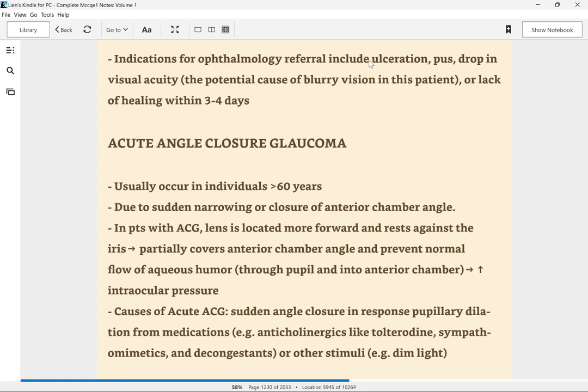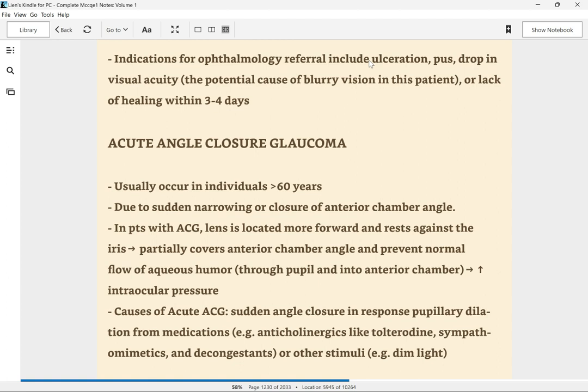Acute angle closure glaucoma usually occurs in individuals over 60 years, due to sudden narrowing or closure of the anterior chamber angle. In patients with AC, the lens is located more forward and rests against the iris. Rightward arrow: this partially covers the anterior chamber angle and prevents normal flow of aqueous humor through the pupil and into the anterior chamber.